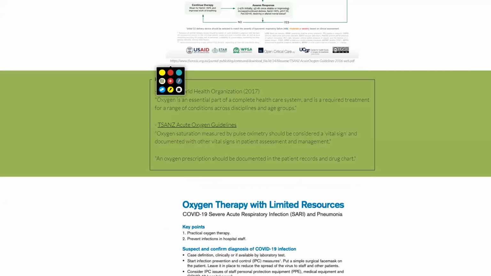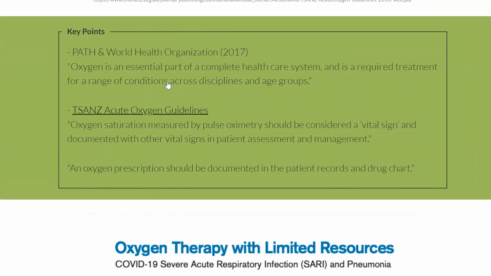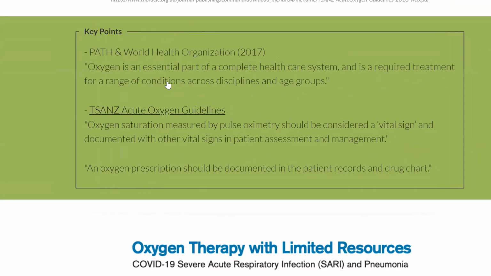So the key point here is oxygen is an essential part of a complete healthcare system and is a required treatment for a range of conditions across disciplines and age groups. Oxygen saturations measured by pulse oximeter should be considered as a vital sign, and it should be documented with other vital signs in patient assessment and management. And oxygen prescription should be documented in the patient records and drug charts.